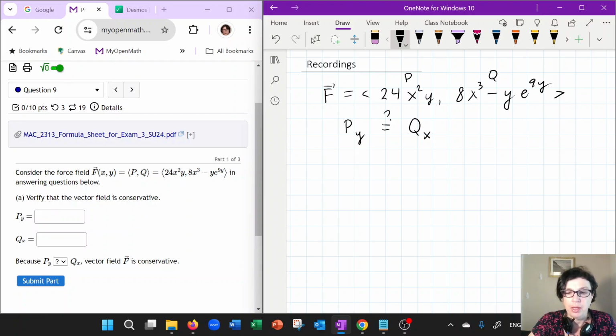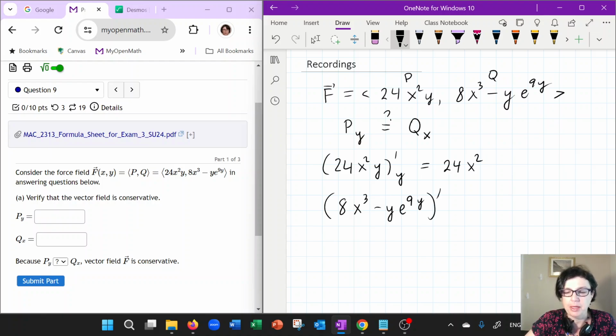Let's check that out. Taking the derivative of 24x squared y with respect to y and treating 24 and x squared as just numbers, that'll become 24x squared, right? Because a number times y, the derivative is just the number. Now, if I want to take the derivative of 8x cubed minus y e to the 9y, it looks complicated, but it's actually going to be very nice, because when you take the derivative with respect to x, remember that you treat y as a number. Whenever we're subtracting, we are just taking the derivative of each term.